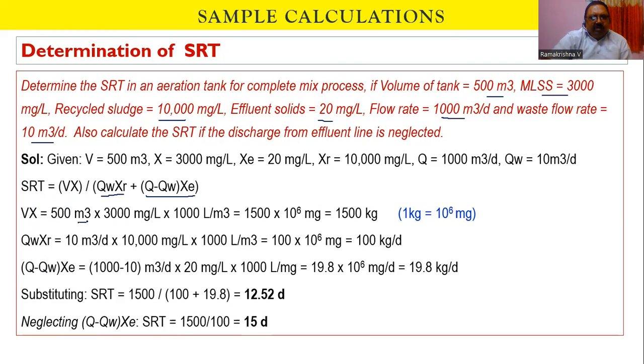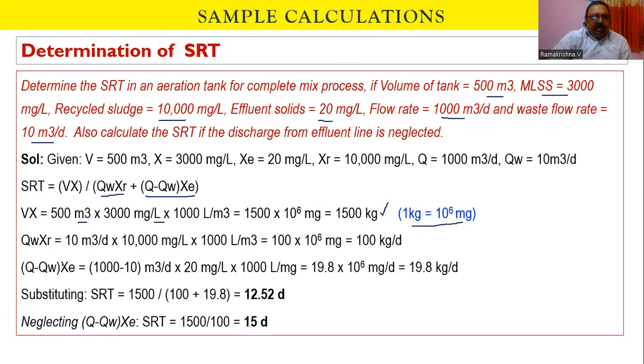Here it is mentioned as meter cube, and here as liter, so you have to put the appropriate conversions: 1000 liters per meter cube. It comes out to be 1500 into 10 to the power of 6 milligrams, which is equal to 1500 kilograms, because we know 1 kilogram is equal to 10 to the power of 6 milligrams.